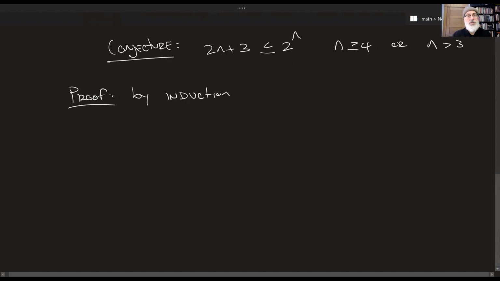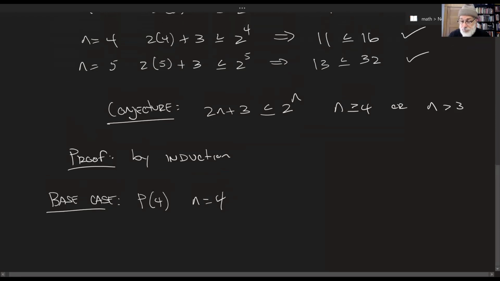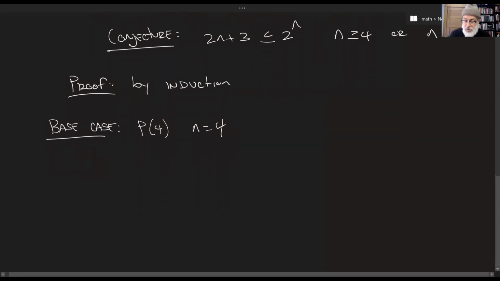So induction proofs, we always start with a base case. And the base case here is P of 4. In other words, that's our first term, where n is 4. Now, we did that above here. We don't necessarily have to repeat it. So we showed above that 11 was less than 16. So the base case holds.